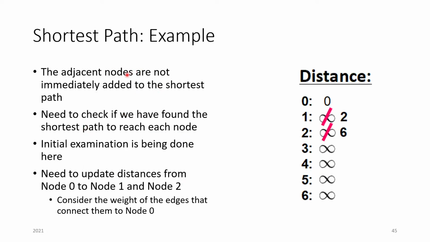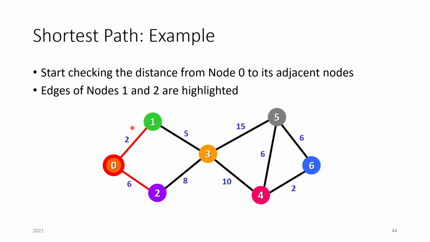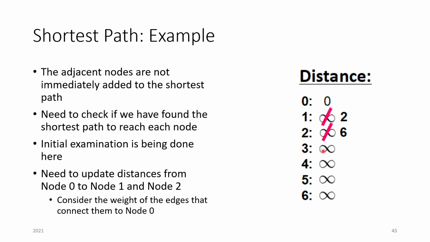Now, the adjacent nodes here are not immediately added to the shortest path. The reason is that we don't know in our initial search if this is actually the shortest path. But in our initial examination, we can update our distances to match from 0 to 1 and 0 to 2 from our example graph. If we backtrack a little bit, from 0 to 1, the edge weight was 2, and from 0 to 2, our edge weight was 6. So we can update this in our distance list.